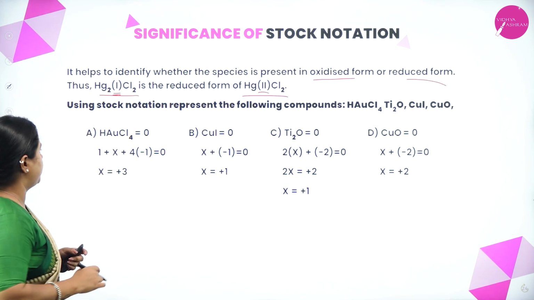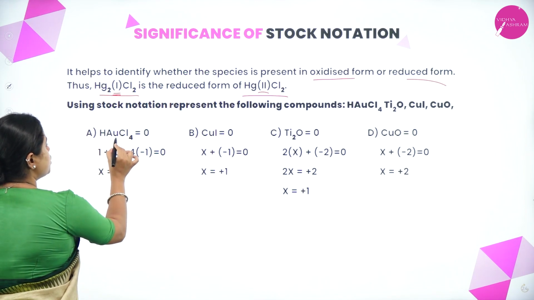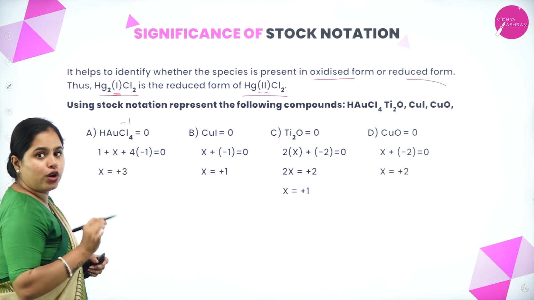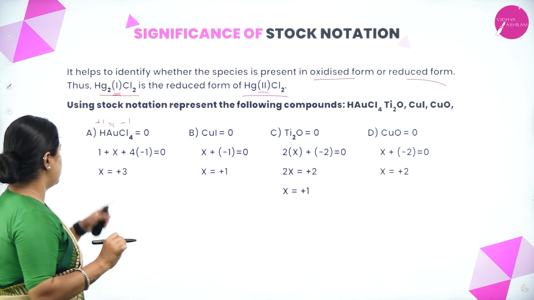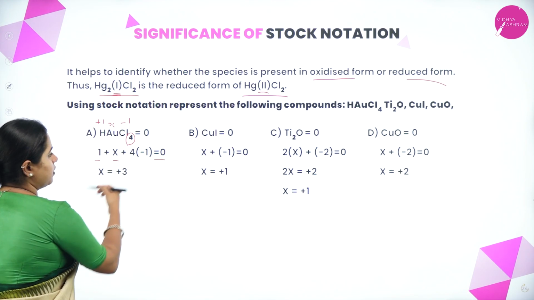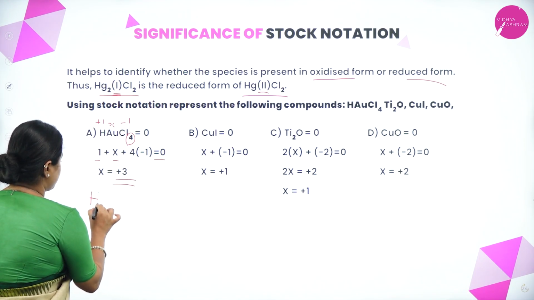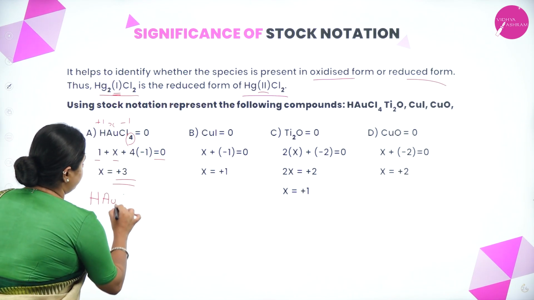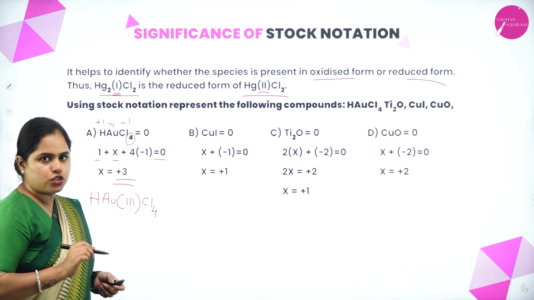So let's take the first one here. As you can see here, HAuCl4. Okay. So Cl4, again it is a halogen, so we know that it is -1. For hydrogen, it is +1. For gold, we don't know, so we are keeping it as X. So 1 plus X, and 4 atoms are there, so 4 into -1 will be equal to 0. So X will be what? X is equal to +3. So how do you write the stock notation? H Au. After writing the metal, we have to represent the stock notation and Cl4. Okay, so I hope this is clear.